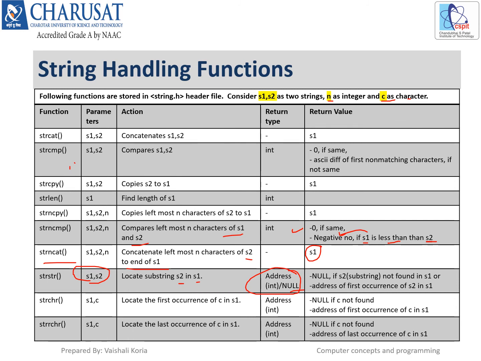Okay, strchr locates the first occurrence of character C in S1. Again, it will return an address, an integer, or NULL. So NULL if not found, and the address of the first occurrence of C in S1 if found. Okay, the strrchr function will locate the last occurrence of character C in S1. So NULL and integer may be the two return types. NULL if C is not found, and the address of the last occurrence of character C in S1 if the character is found.